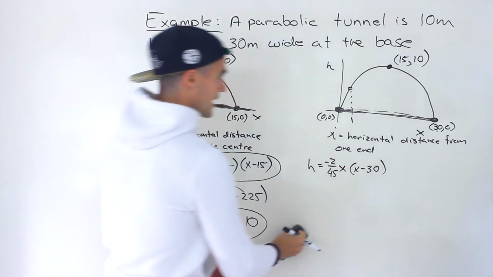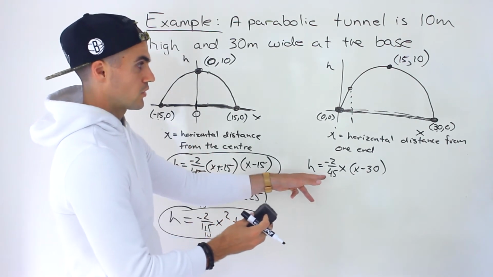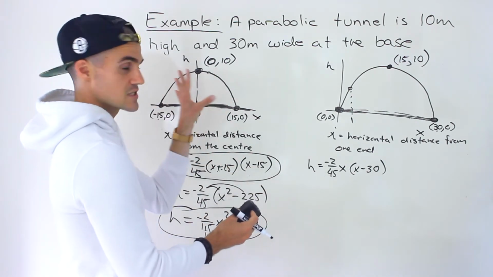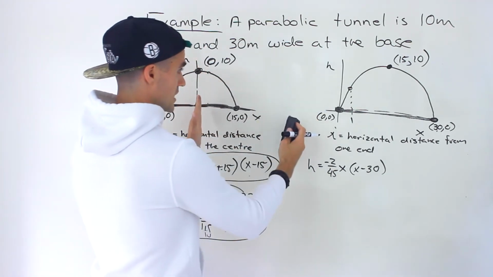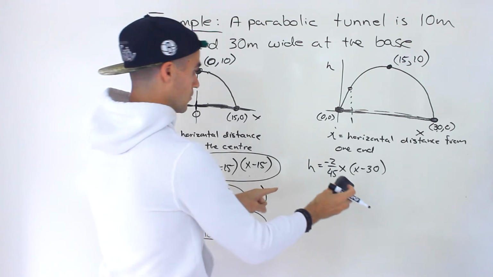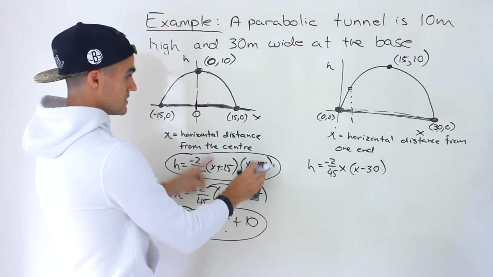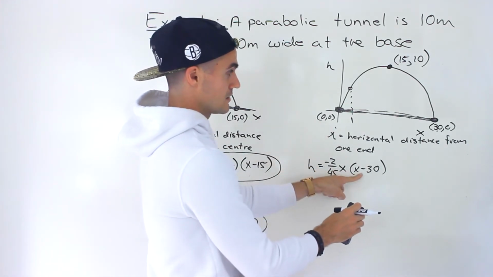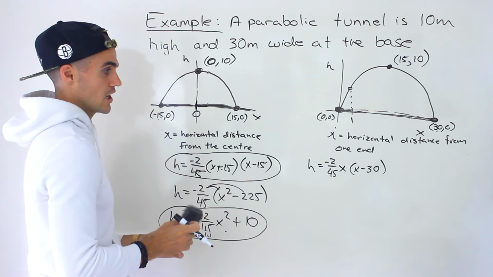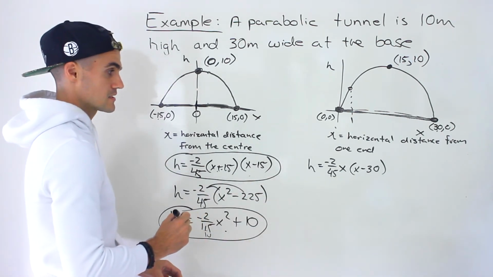Okay, so it makes sense that the a value is the same because we're not changing the compression, right? It's the same scenario, it's the same tunnel. We're just taking the parabola and shifting it, right? So the only thing that's going to change is the intercepts. So they're going from negative 15, positive 15, to 0 and 30. That's all that's changing. So it makes sense that the a value is going to stay the same.